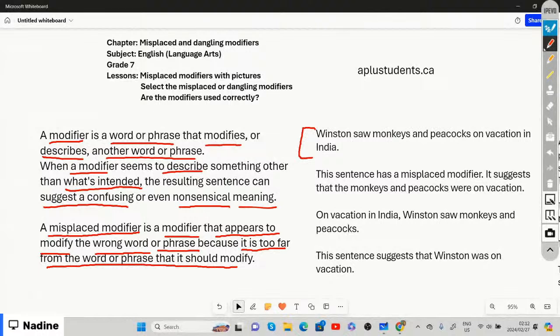But if we correct that, then we can say, on vacation in India, Winston saw monkeys and peacocks. Now we know you were on vacation in India. So it's not the monkeys and the peacocks that are on vacation living their best life. No, Winston was on vacation, and that is when he saw monkeys and peacocks.